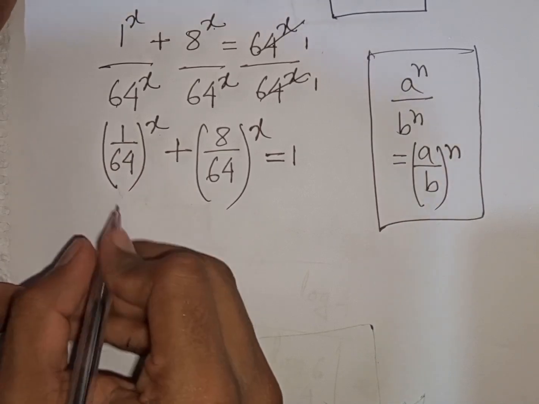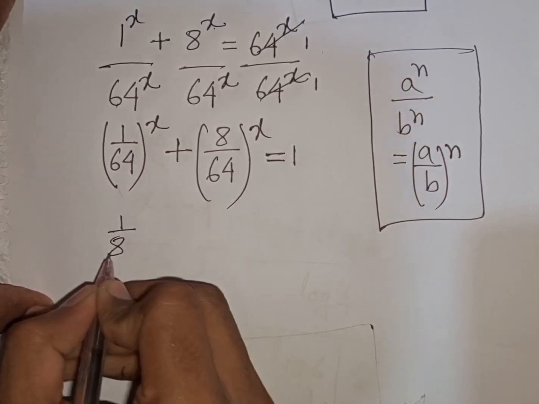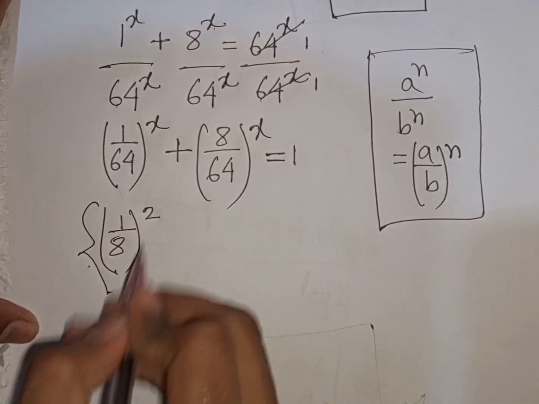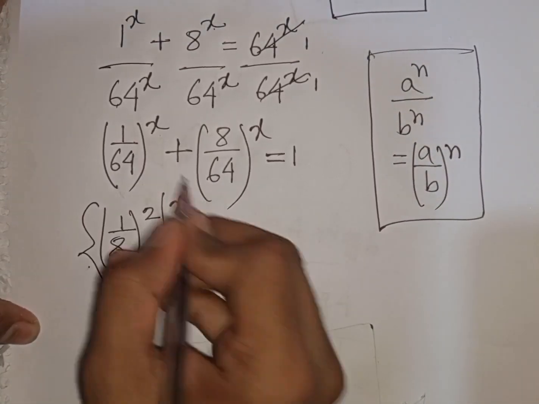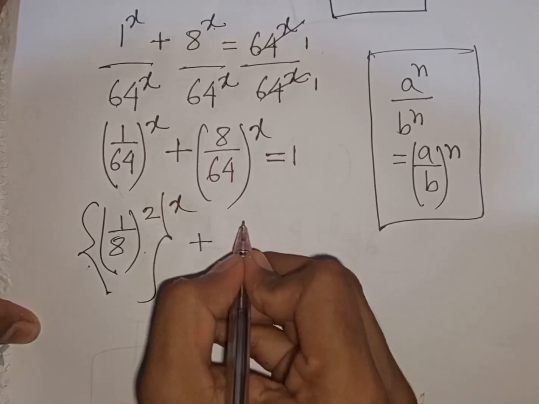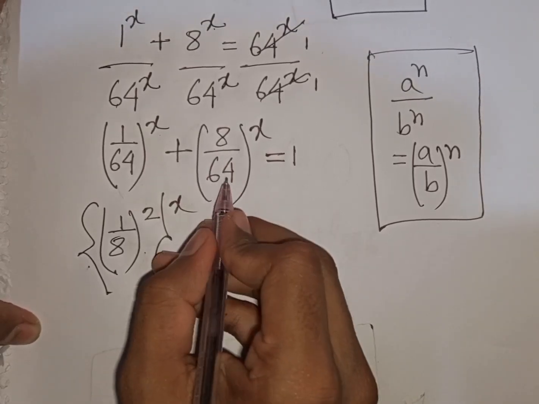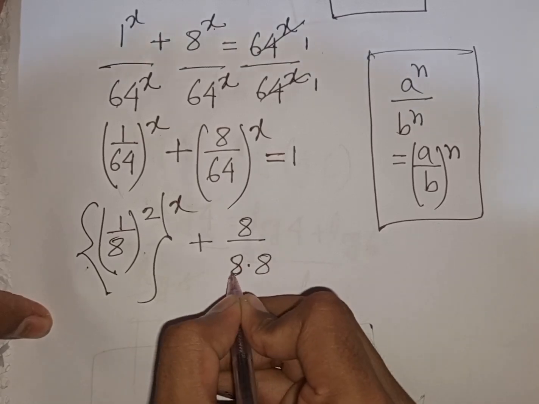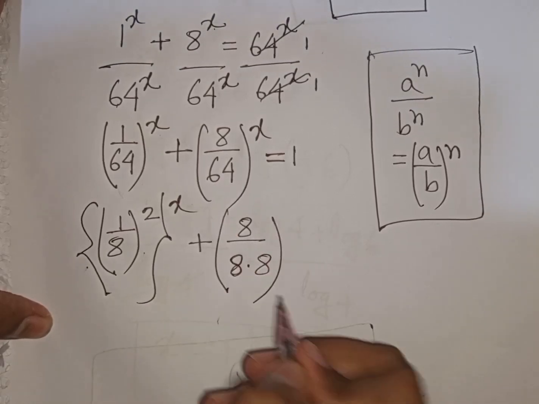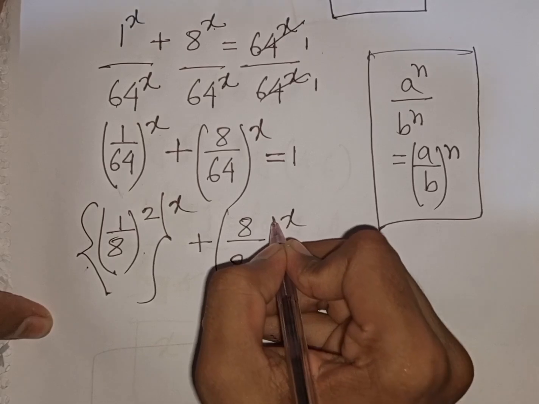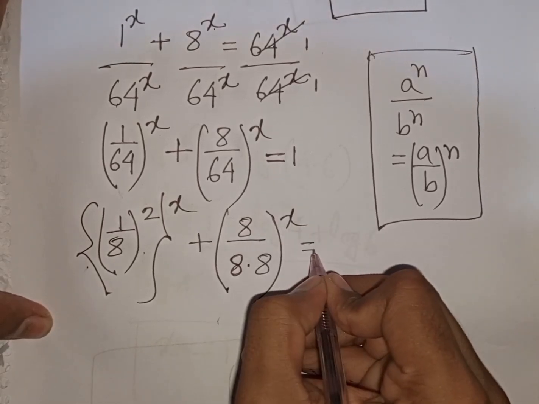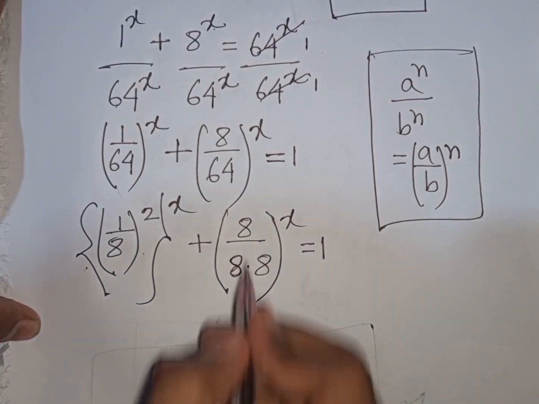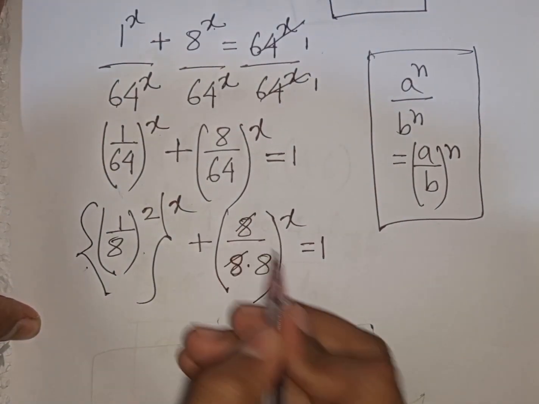1 by 64 can be written as 1 by 8 bracket power of 2, then second bracket power of x, plus 8 over 64 can be written as 8 times 8, then bracket power of x is equal to 1. Now, we see this 8 will be cancelled.